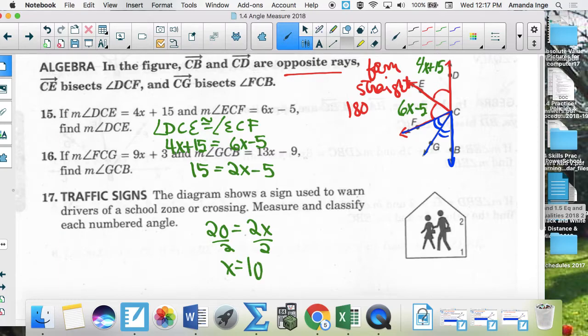But did they ask you for x? No, they didn't. They ask you to find DCE. So how will we go about that? We take 10 and plug it back in. We're plugging it back into 4x plus 15. So we get that angle is 55 degrees. Put a degree sign there. Well, that angle's 55 degrees. How much is angle ECF? 55 degrees.